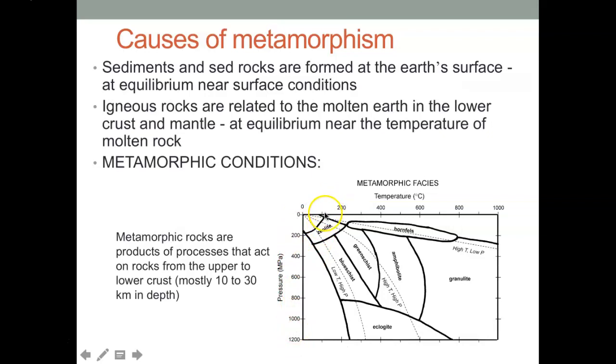On here also are these dotted lines showing high temperature, low pressure, like a hornfels, and then the middle here is high temperature, high pressure, and then to the left is low temperatures, and then increasing into high pressure. Most of this metamorphism is going to occur in the top 10 to 30 kilometers of depth from the surface of the Earth.